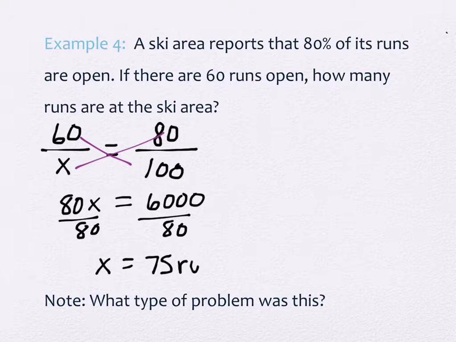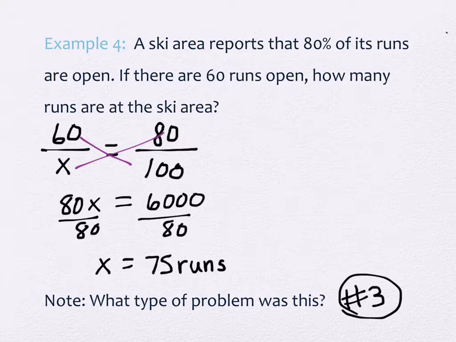runs. And as we think about that right there, we need to make sure we put the language that goes with it on there. The word runs, okay? The dollar sign, the units, whatever the situation is. Which type of problem is it? 1, 2, or 3? It's 3. 3 is finding the original full amount of something. And that's what we found. We found 75 runs at the ski resort.